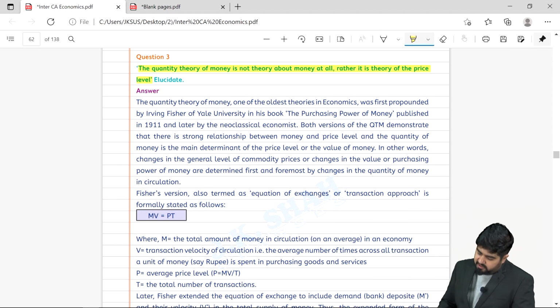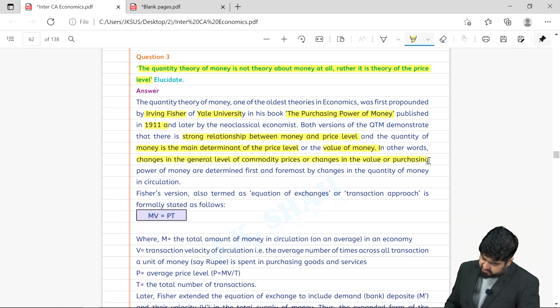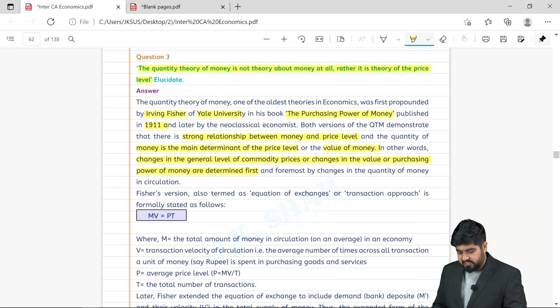So quantity theory of money is one of the oldest theories of economics. It was first propounded by Mr. Irving Fisher of Yale University in his book The Purchasing Power of Money, published in 1911, and later by the neoclassical economists. Now, QTM demonstrates that there is a strong relationship between money and the price level. The quantity of money is the main determinant of the price level or the value of money. In other words, changes in the general price level, commodity prices, or the purchasing power of money are determined first and foremost by changes in the quantity of money in circulation.